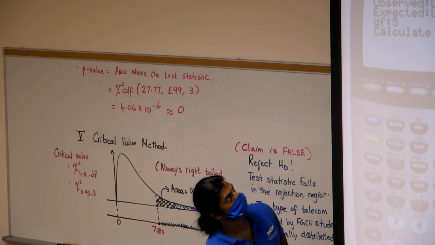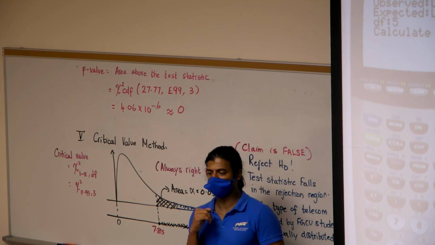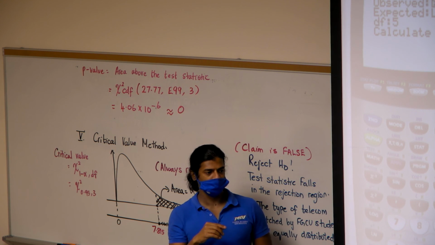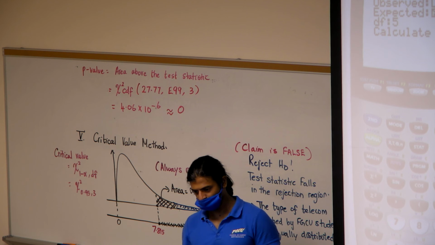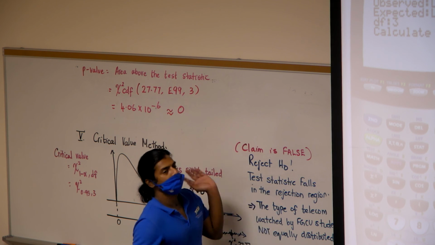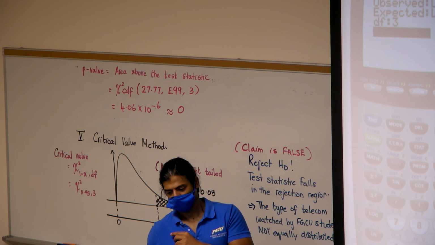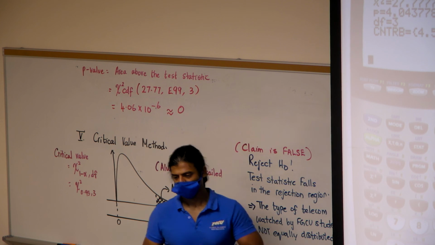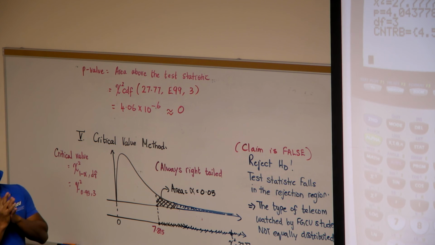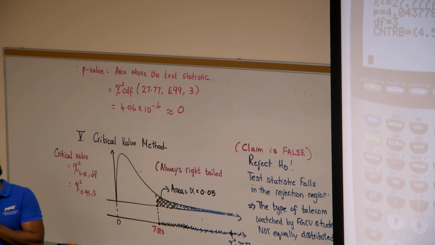It is asking you for the observed frequencies and the expected frequencies. And I'm saying that the observed frequencies are in list 1, the expected frequencies are in list 2. The degrees of freedom is n minus 1, or k minus 1, 4 minus 1. And what do we see? What is the test statistic? 27.77. The p-value is 4.03 times 10 raised to negative 6. The degrees of freedom is 3.